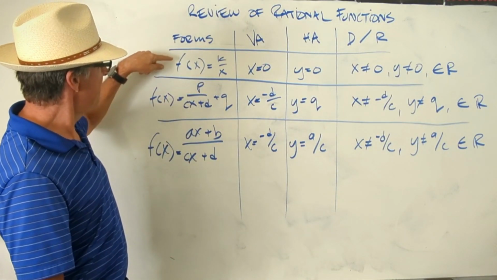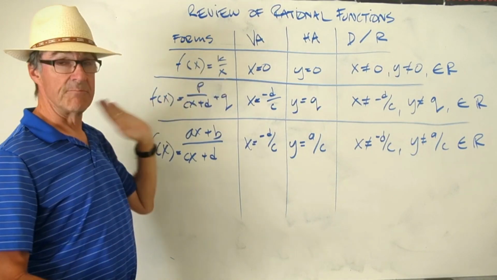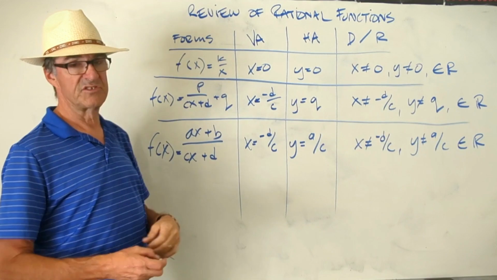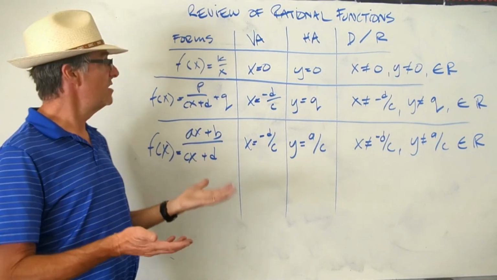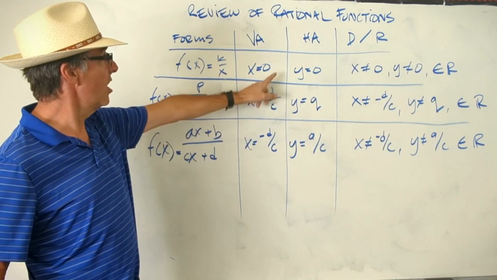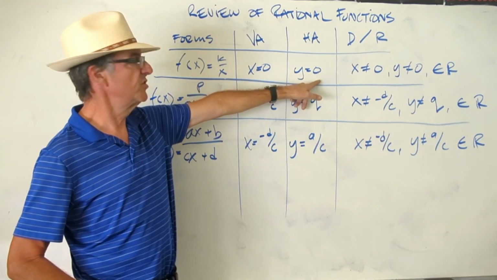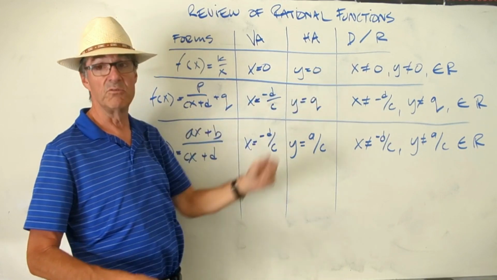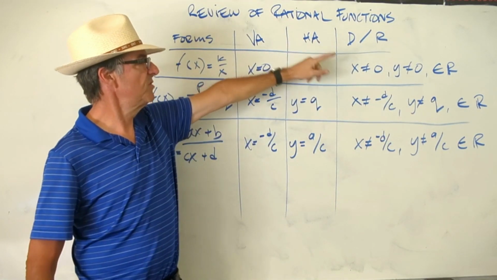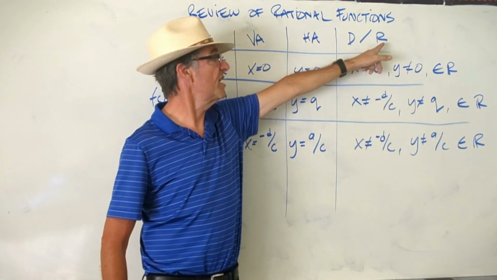We have f of x equals k over x. This is the most simple version of a rational function. It could be 4 over x or minus 2 over x, number of things like that. And it's also very simple because our vertical and our horizontal asymptotes are just at x equals 0 and y equals 0. So that's what this stands for, vertical asymptote, horizontal asymptote. And then this, of course, stands for domain and range.